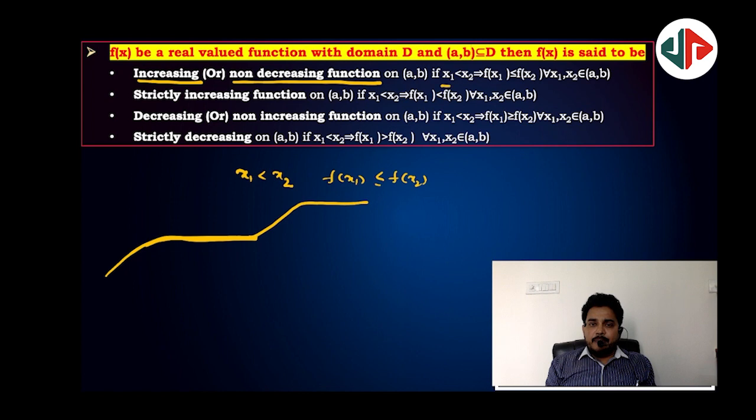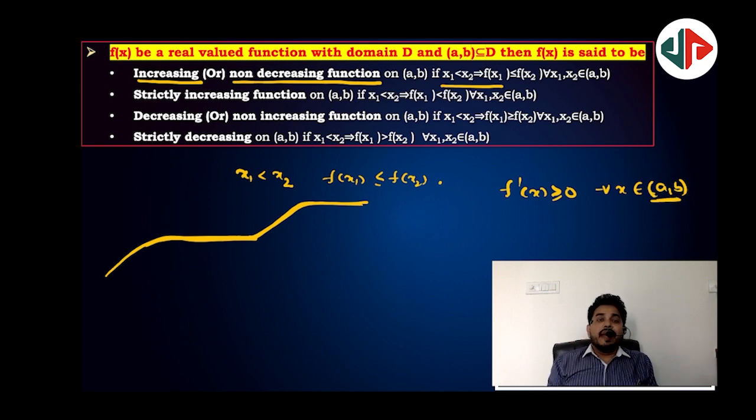So the algebraic approach of this one is x1 less than x2. And theoretically, if you want to go for the derivative condition, f dash of x greater than or equal to 0 for all x belongs to the open interval a to b. See, at a and b maybe. So I'm talking about the open interval a to b. So mathematically, f dash of x greater than or equal to 0, then the function is increasing or non-decreasing.